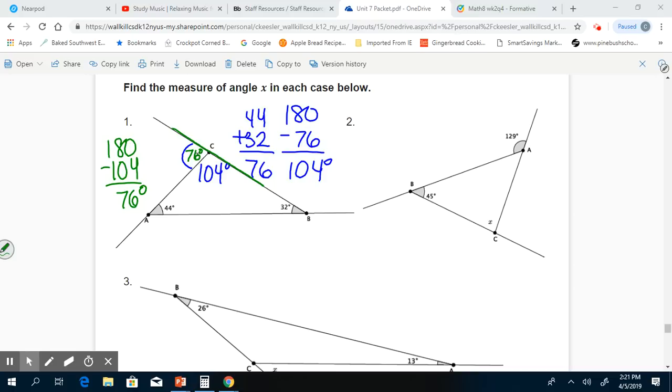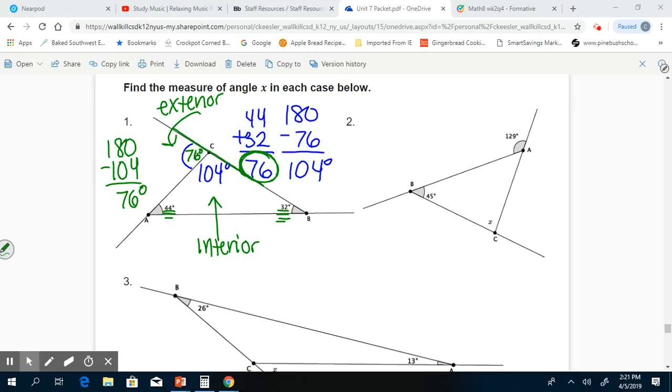Now, in our math, we already saw that number, the 76. It was the sum of the other two interior angles of the triangle. So x is considered an exterior angle because it's outside of the triangle. And anything inside the triangle are interior angles.